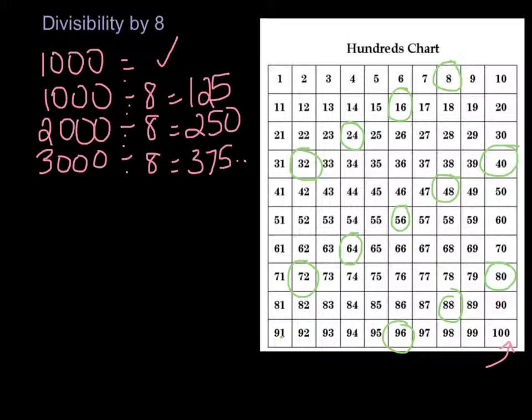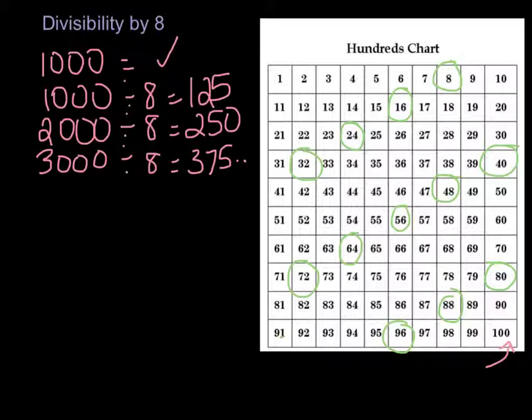So the divisibility rule for 8 is you have to look at the last 3 digits of the number, so the number in the 1 spot, the number in the 10 spot, and the number in the 100 spot, to figure out if the whole number is divisible by 8.